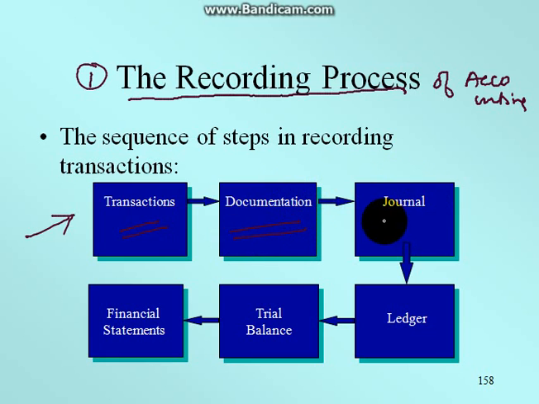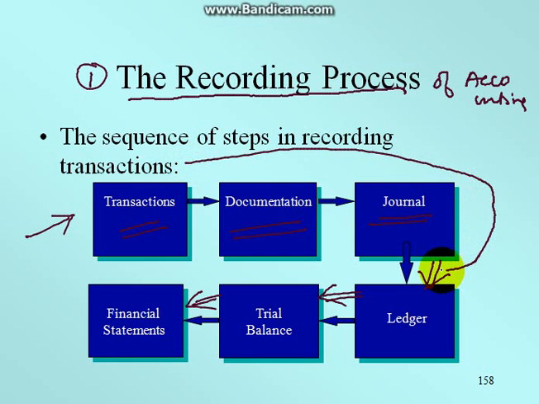After the documentation, the journals are being prepared, and the journals are given for posting to the ledgers, and after processing of ledgers, trial balance is prepared, and from the trial balance, the balance sheet is prepared. So this is how the data flow will take place. So my dear friends, these are the sequence of steps.